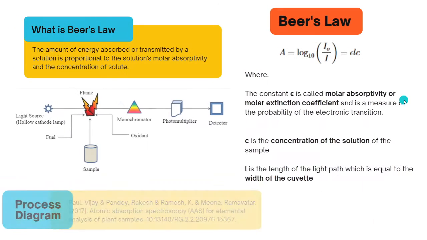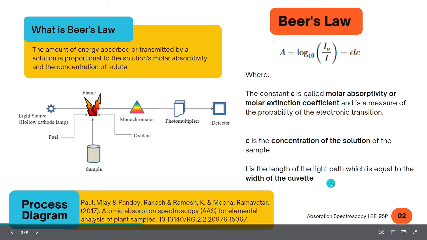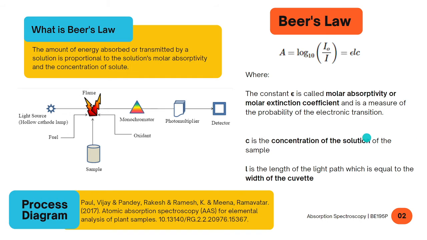So, what exactly is Beer's law? This states the amount of energy absorbed or transmitted by a solution is proportional to the solution's molar absorptivity and the concentration of the solute. In simpler terms, a more concentrated solution absorbs more light than a more dilute solution. So here we have the formula of Beer's law, where the absorbance is equal to the logarithm of the incident intensity I sub 0 over the transmitted intensity I, or simply it is epsilon, the molar absorptivity, multiplied by the length of the light path or the width of the cuvette, and C, the concentration of the solution of the sample.